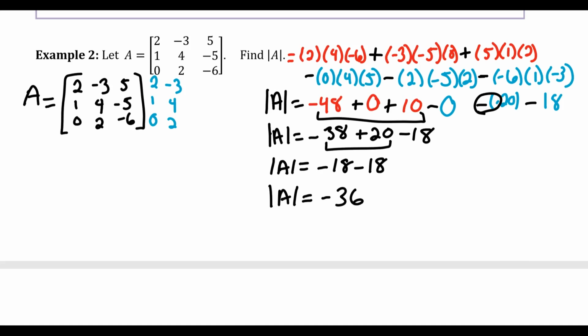Now we use determinants to help us solve systems of equations, and that's what we'll get to in another video. So practice getting the determinants of 2 by 2s and 3 by 3s, and let me know if you have questions.